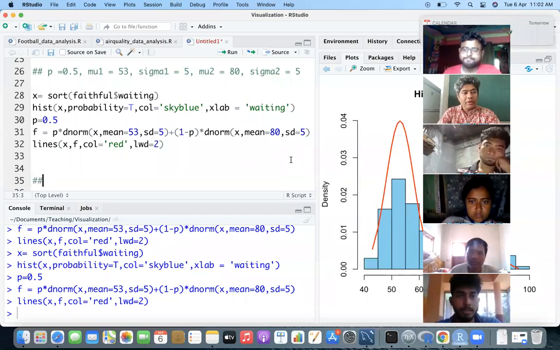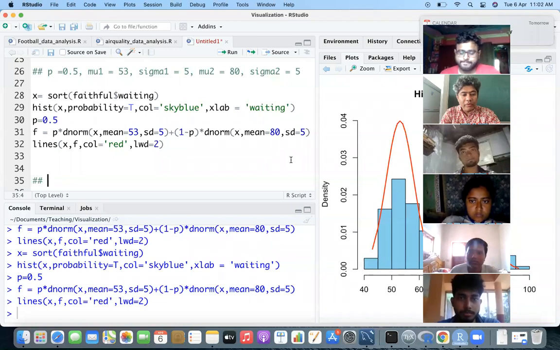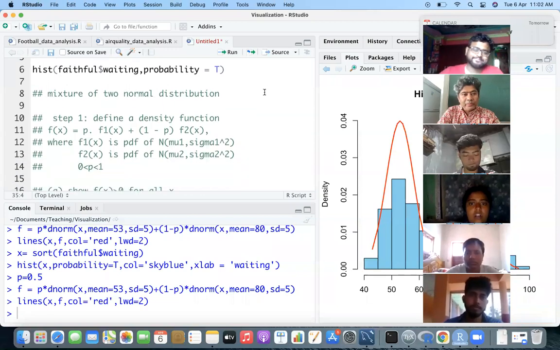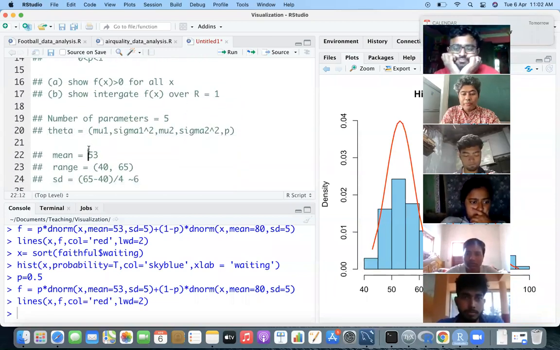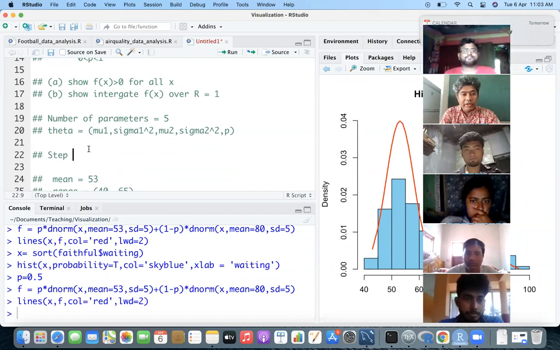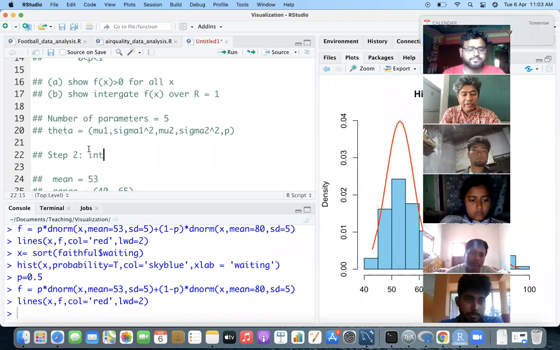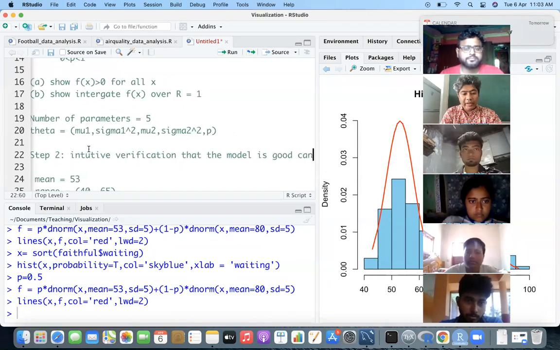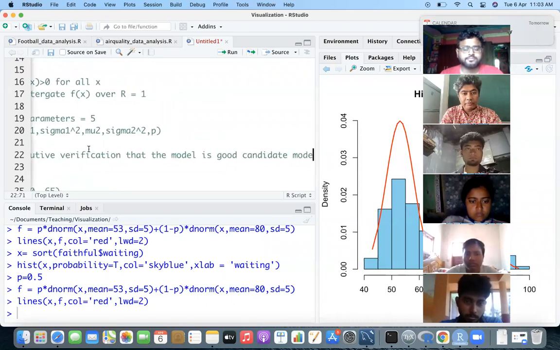Next, we are going to say that this is step 1. We are done with step 1, defining our distribution. And then step 2 was intuitive verification, that the model is a good candidate model. Okay. Step 2 is some kind of intuitive verification that the model is a good candidate model. Okay.